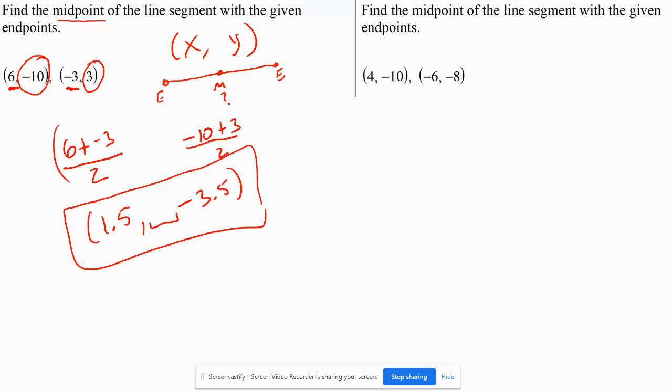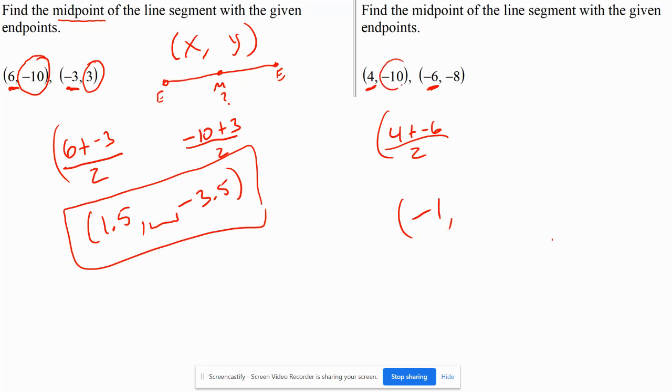Now let's take a look at my other example here. I'm going to worry about the x value, so I'm just looking at my x values here. I'm going to go 4 plus a negative 6. I'm going to add my numbers, and in my result, I'll divide it by 2. That's going to give me my x value. 4 plus a negative 6, that's a negative 2. Negative 2 divided by 2, that's negative 1.